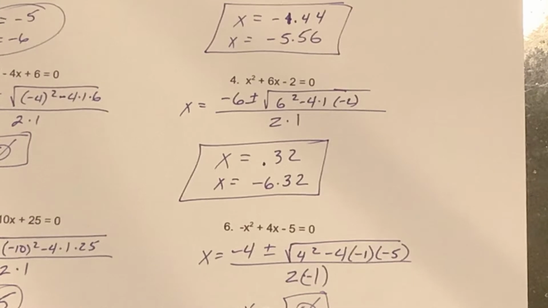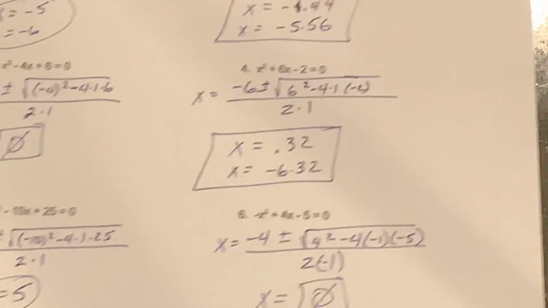4, again, you can see what I've plugged in for all the numbers, A, B, and C. Two answers, 0.32 and negative 6.32. So it's exactly like the previous worksheet, just decimals rather than nice, neat integers.